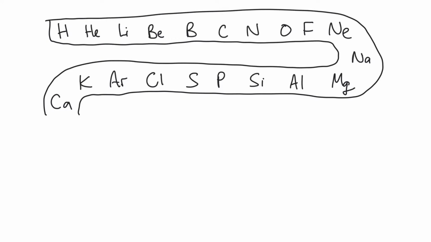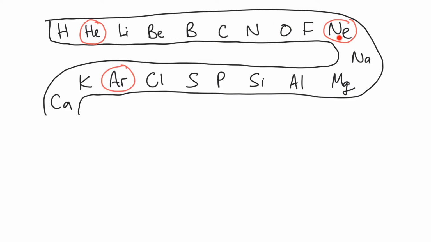And what we find is that, for instance, this element here, helium, and this element here, neon, and this element here, argon, all appear very similarly. And so if we count from here, we go 1, 2, 3, 4, 5, 6, 7, 8.